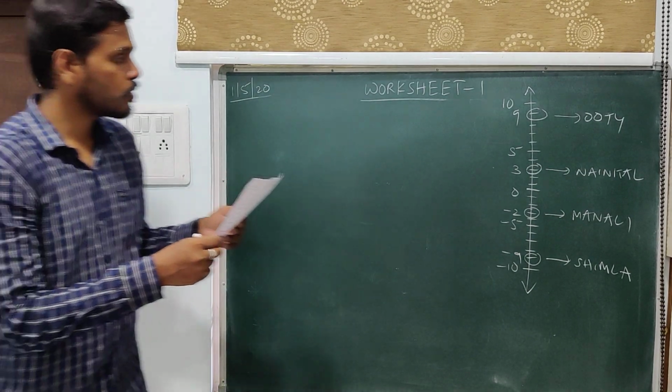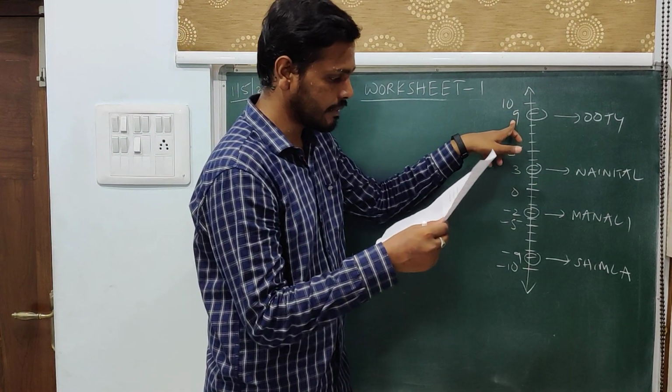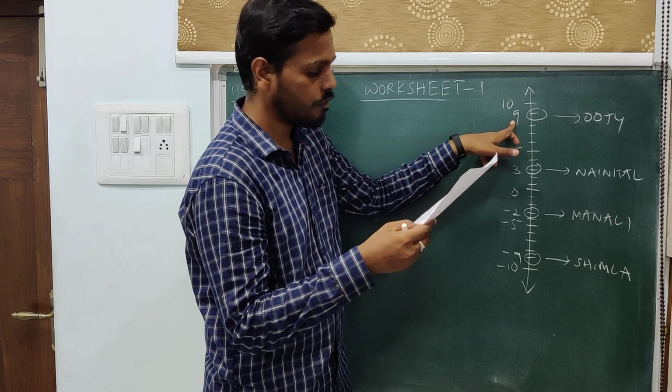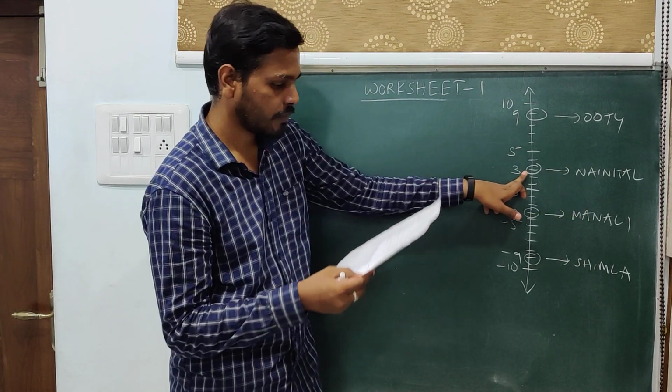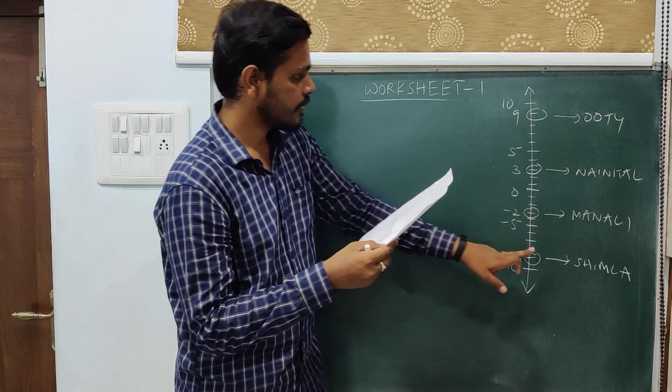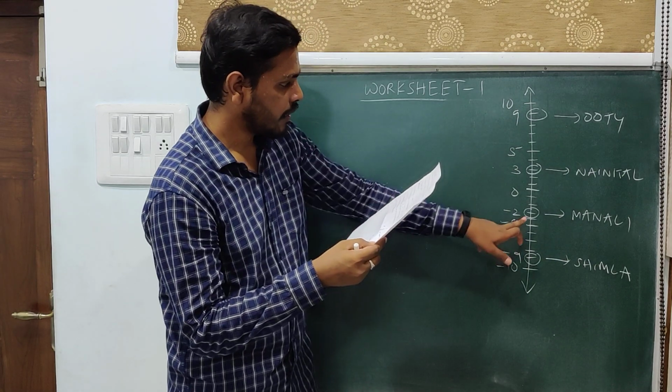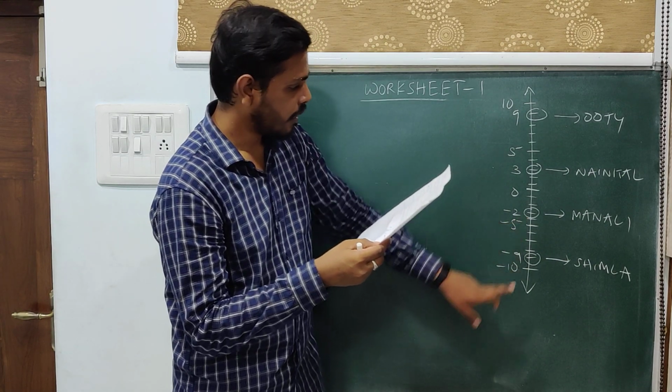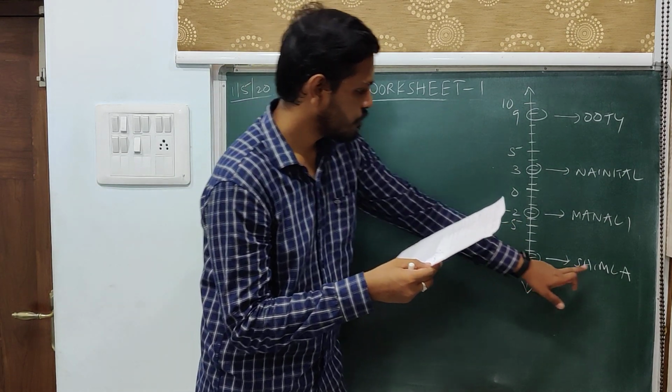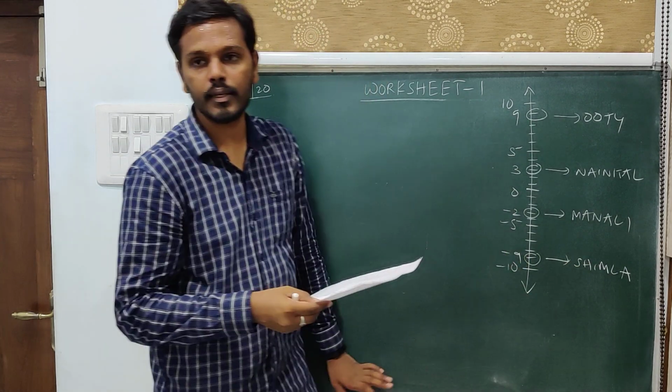So now the temperature of Ooty. Temperature of Ooty is 9 degrees. Next, temperature of Nainital. Nainital, it is 3 degrees Celsius. Next, temperature of Manali. Manali is -2 degrees Celsius. And the temperature of Shimla. Shimla is -9 degrees Celsius.